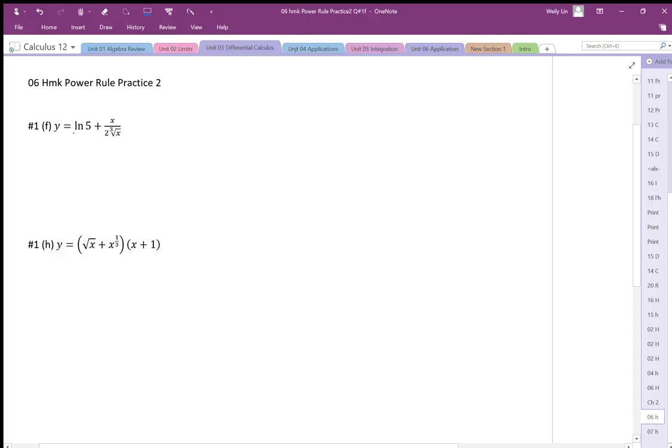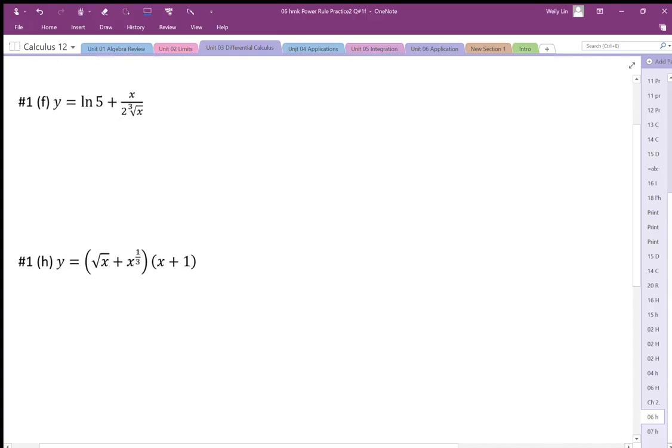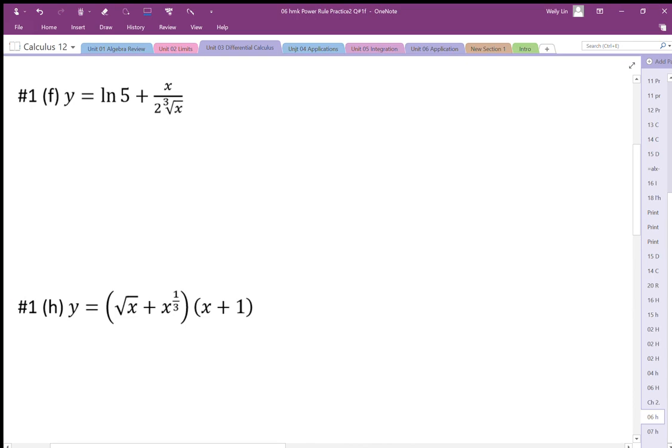Number 1f is log 5 plus x over 2 cube root of x. First thing is, when we look at this, we should recognize that log 5 is a constant. So this differentiates to 0.